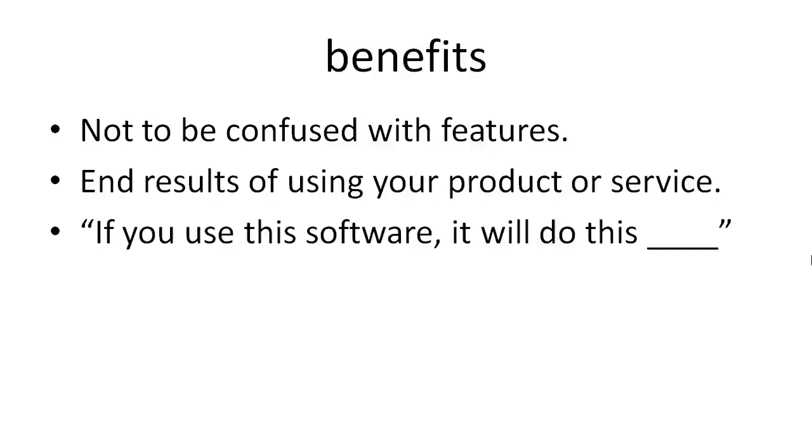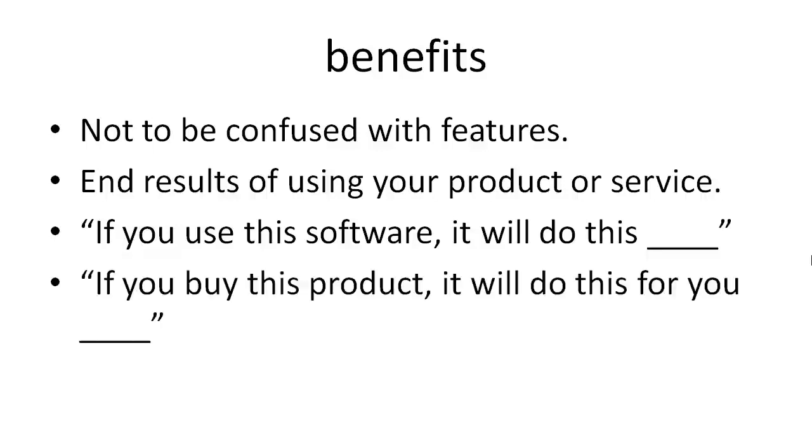So for example, if you use this software, it will do this for you. It will help you have more time because it'll speed up the process, and you can use that time to spend with your family, your kids, your friends, and so forth. So that's what the benefits would be. If you buy this product, it will do this for you. It will help you make more money. It'll help you become more healthy. It will decrease your pain so that you can live your life.